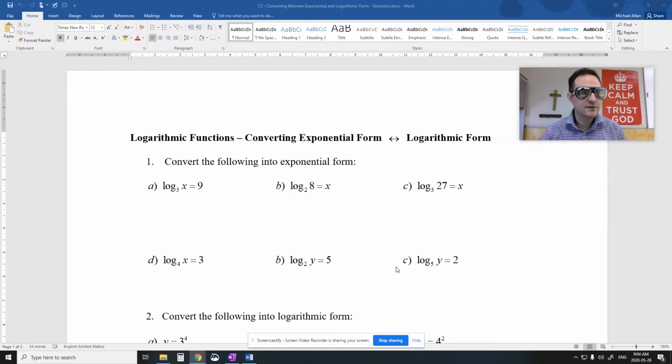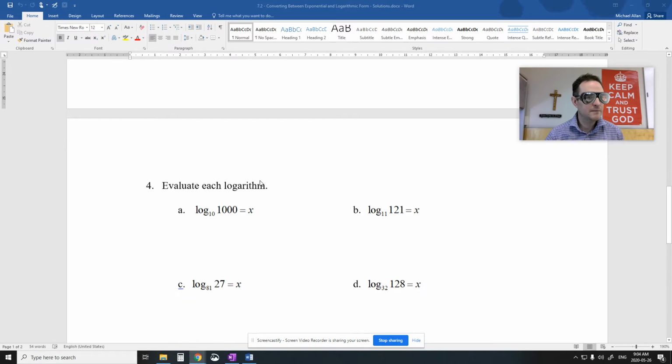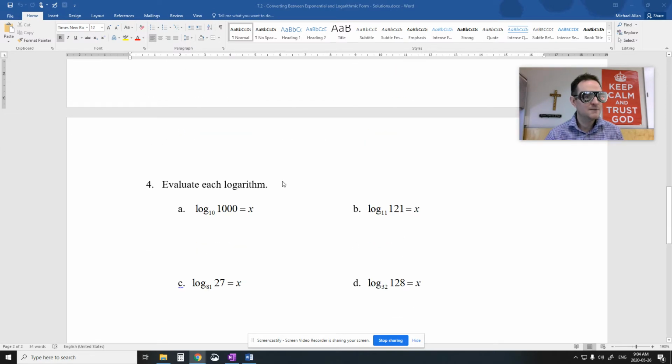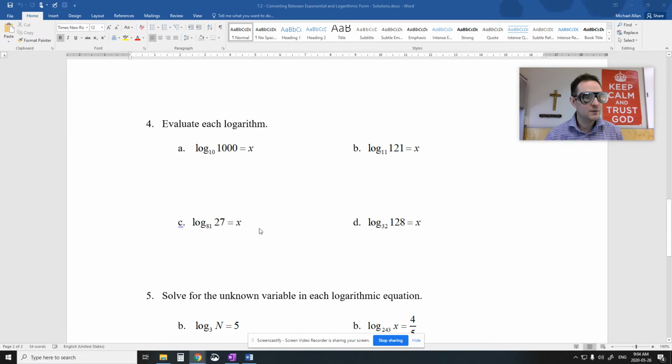Right, so here we're going to convert. In this one, we're converting from exponential to logarithmic form. Very useful when we're trying to solve these things exponentially. And then later on here, we're going to evaluate, and we are going to solve.